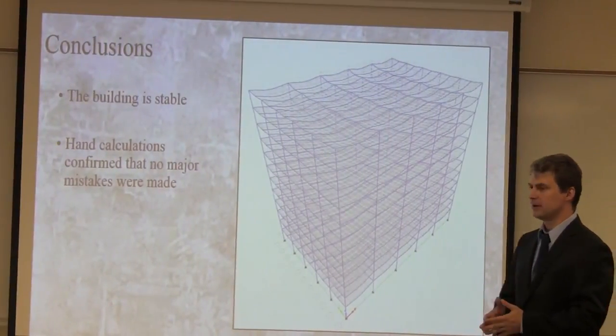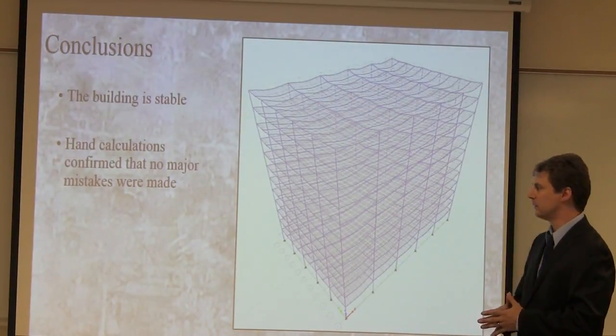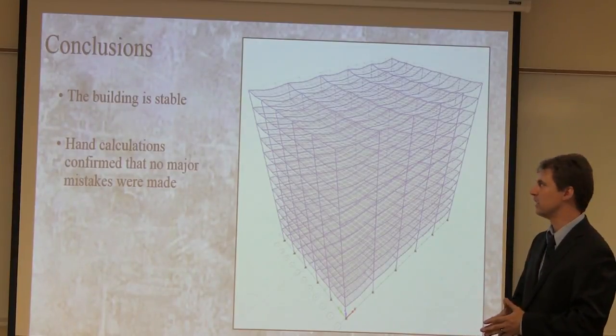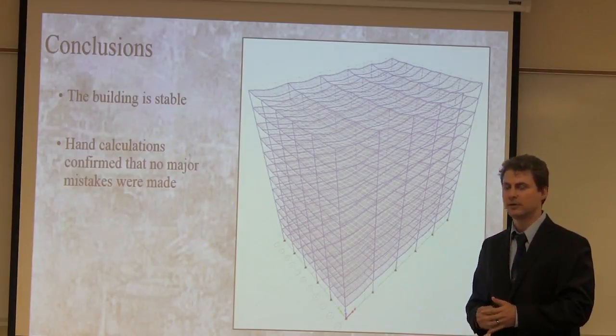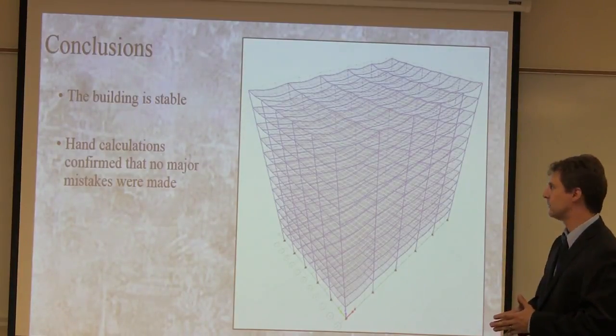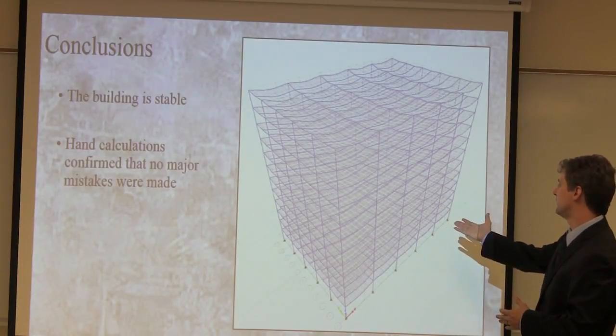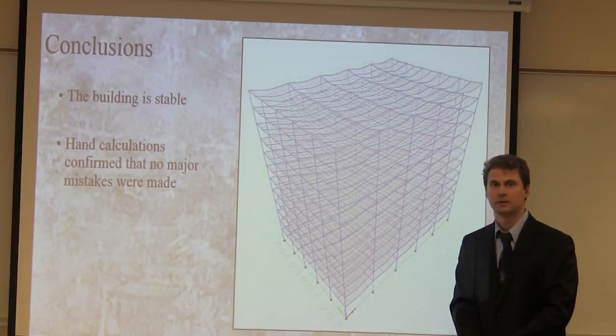In conclusion, the building ended up being stable. We had a few mistakes originally that we caught in our analysis using the methods described. We were able to fix them. And we used hand calculations that we're going to submit in our report, and they confirmed that there were no major mistakes made. Everything was within tolerance. Here's our finished building showing our deformed shape, and I hope you enjoyed. Thank you.